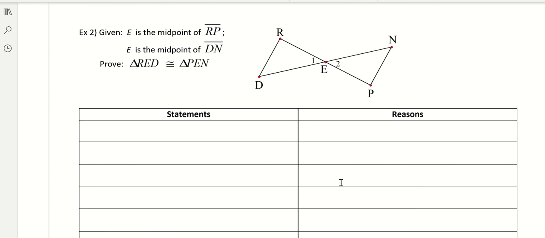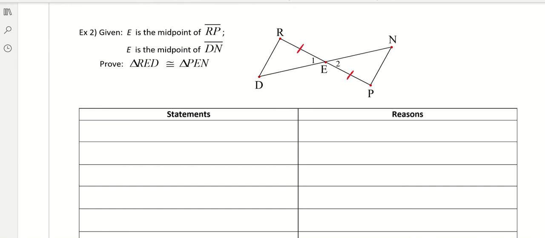Given E is the midpoint of RP. Okay, well there's E. Here's RP. Remember, what we're trying to prove here is two triangles are congruent. Triangle RED, which is this triangle on the left, is congruent to triangle PEN, which is this triangle on the right. So if two triangles are congruent, the way we show this is with congruent sides and or congruent angles. So if E is the midpoint of RP, what does that tell us about RP? It's been bisected, meaning RE is congruent to EP. Mark it up just like that.